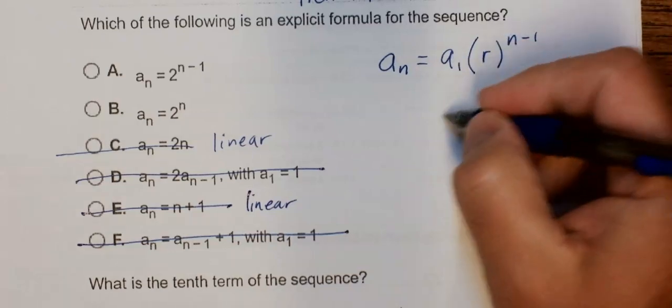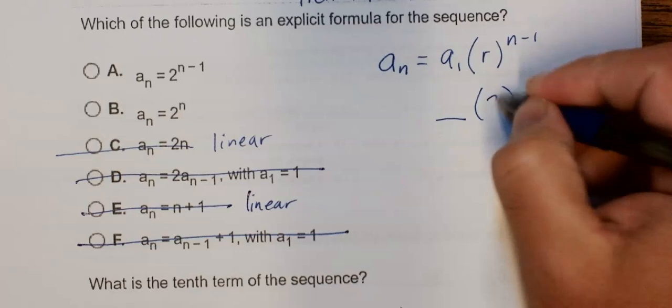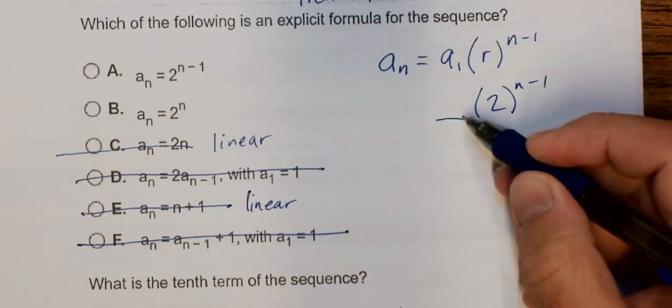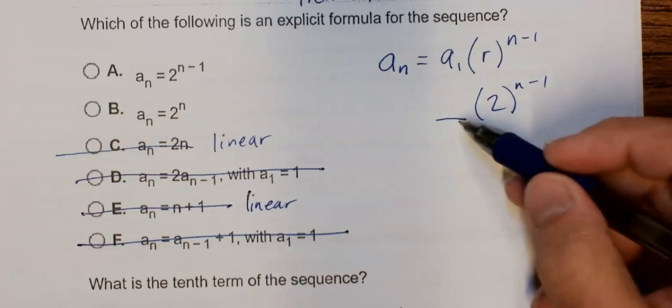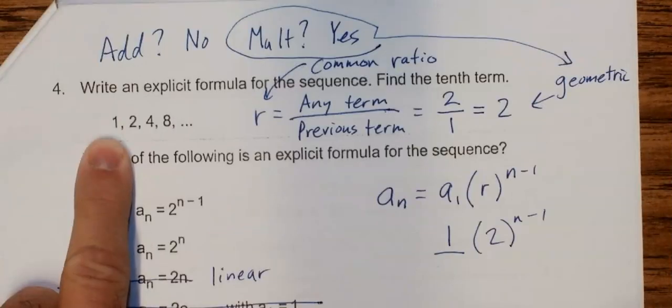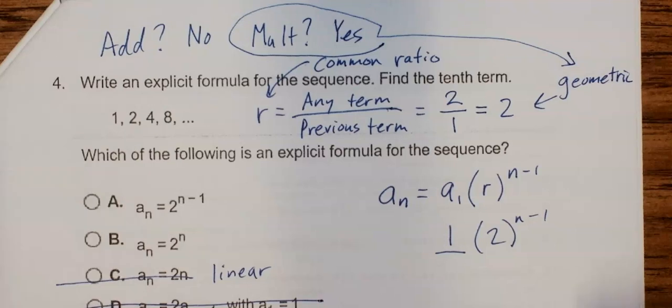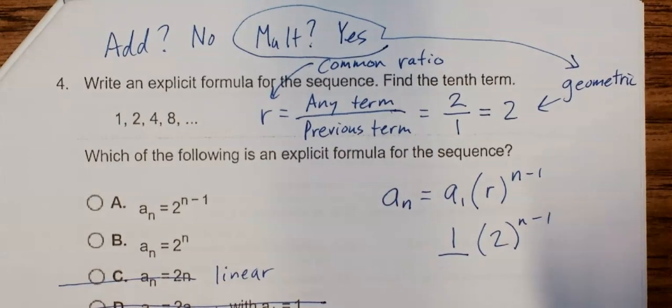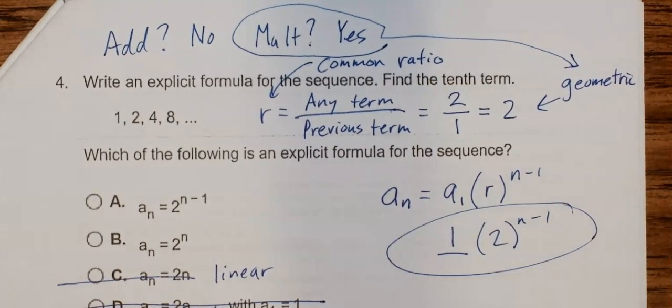Do we know the first term? I mean, we know the multiplier is a 2. Do we know the first term? Well, look, you got this one? What's the first term? It is. Thank you very much. 1. Yep, you got it right there. So, out of your choices of A and B, which one looks like what we have right there? That is choice A. Thank you very much.